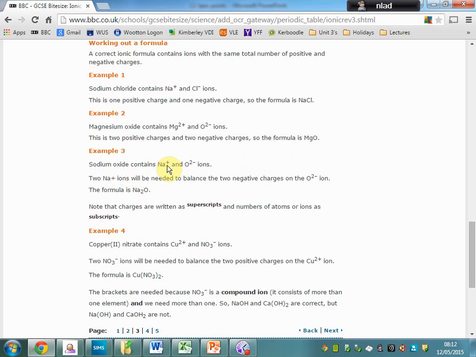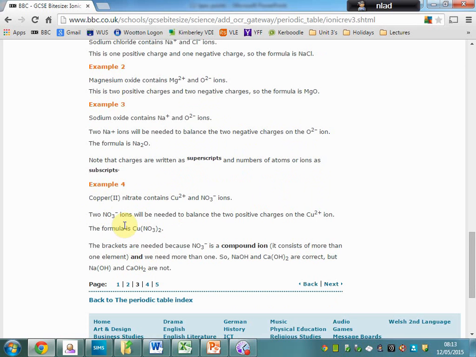Sodium oxide, however, has one positive on the sodium, as we know from before, and 2 negatives on the oxide ion. Therefore, you will need two Na to cancel out with the one oxygen. And the final example to go through is copper nitrate. It's got copper, which is 2+, and the nitrate ion, which is -. So you need 2 of these nitrate ions to cancel out with one of the copper ions. So the formula ends up being like this. Look carefully. You need 2 of the nitrate ion, so the nitrate ion is bracketed off, and that's the bit that's got the subscript 2. Remember, the superscript, the bit written at the top, is the charge. The subscript is the number of that many ions that we actually have.